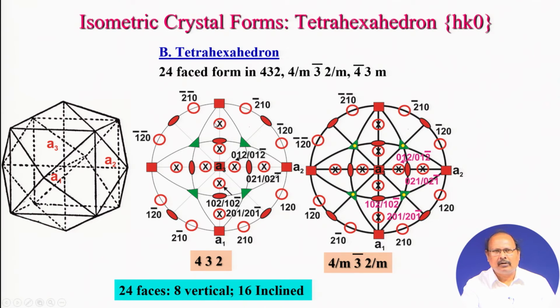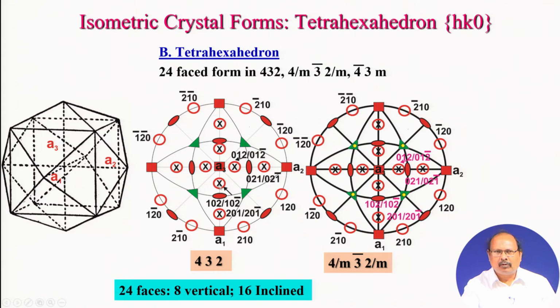So, in a nutshell, in this particular case, a total of 1, 2, 3, 4, 5, 6, 7, 8. So, you have 8 vertical faces here, and you also have 16 inclined faces here. Among these 16 inclined faces, how do you know that there are 16 inclined faces? So, along the A1 axis we have this 2 plus 2, 4. So, 4 into 4, 16 inclined faces.